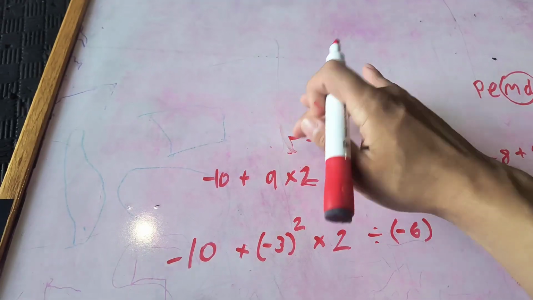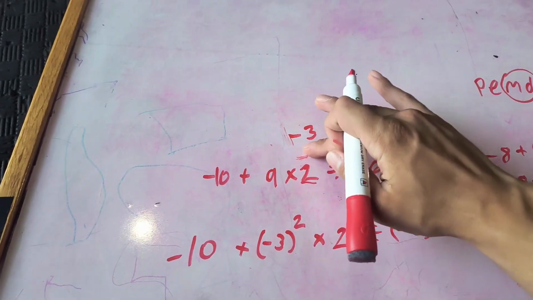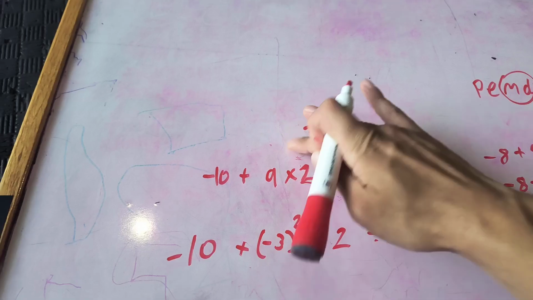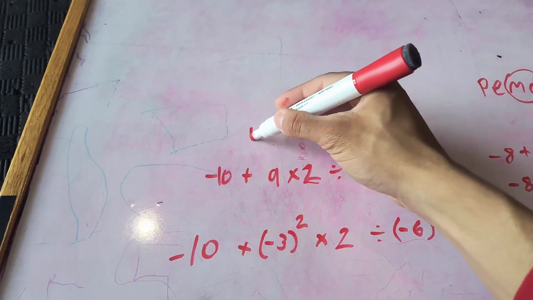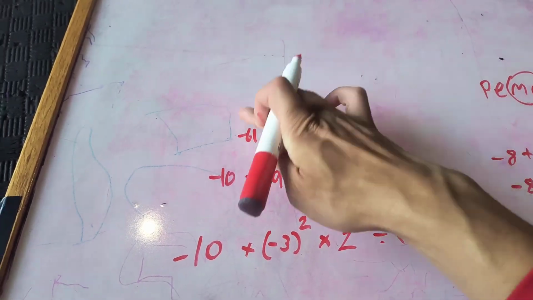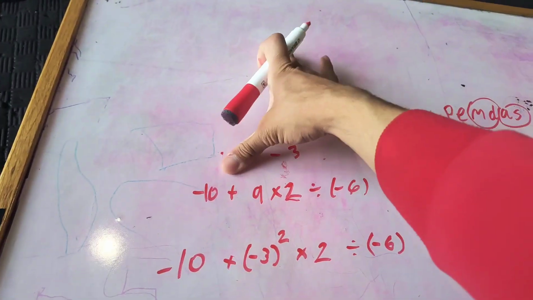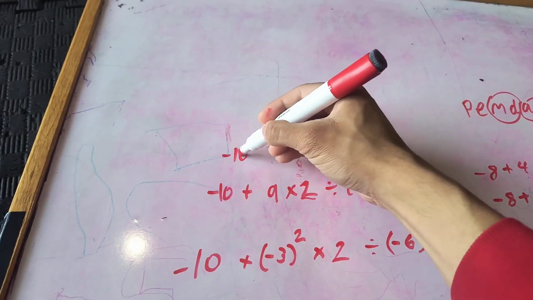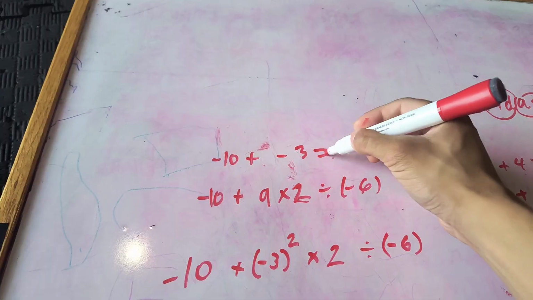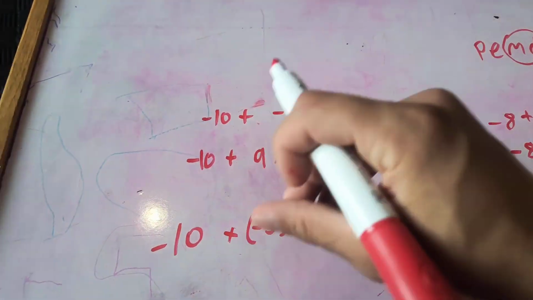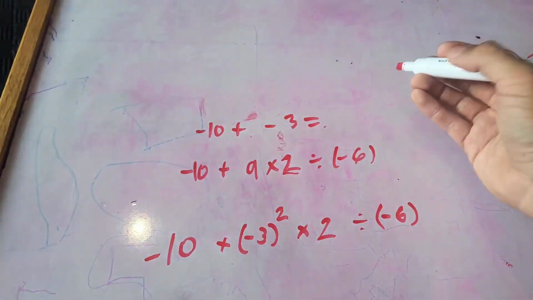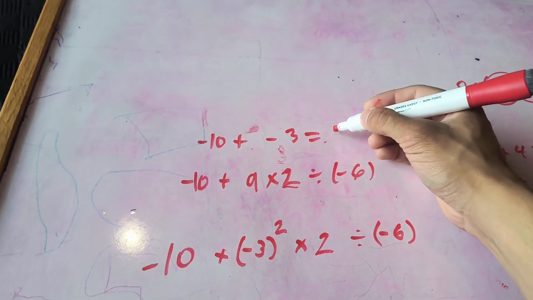Negative 3. I'll just do it like that. And then negative 10 plus negative 3. 10 plus 3 is 13. So negative 10 plus negative 3 is negative 13.